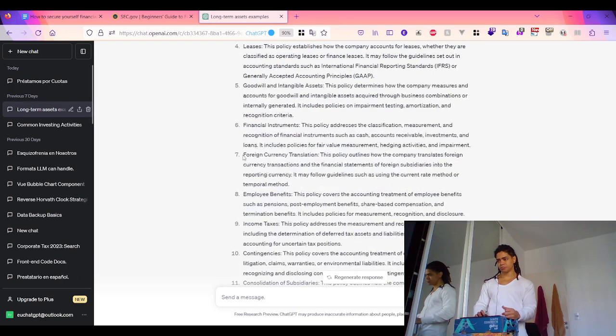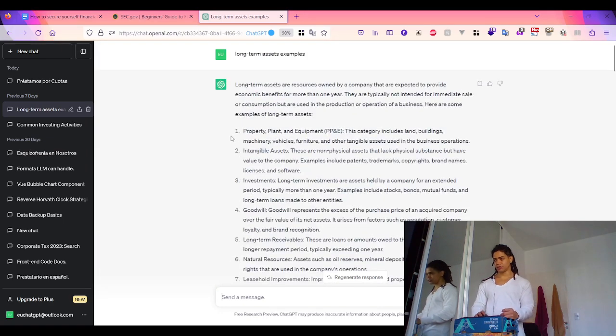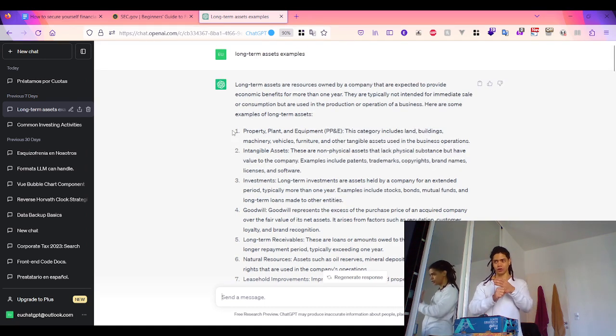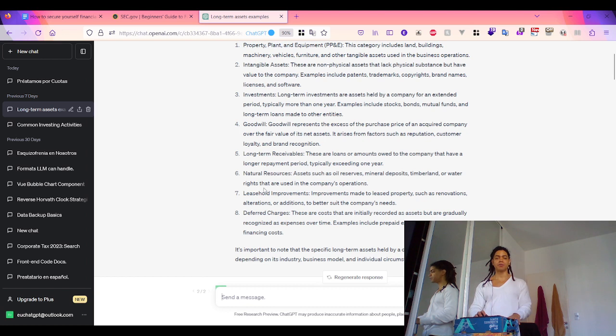Looking here at the long-term assets, broadly speaking: property, plant, and equipment, intangible assets, investments, and goodwill. Again, this is from reviewing the cash flow from investing activities. So goodwill, leasehold improvements.